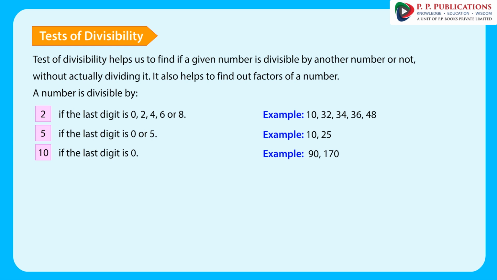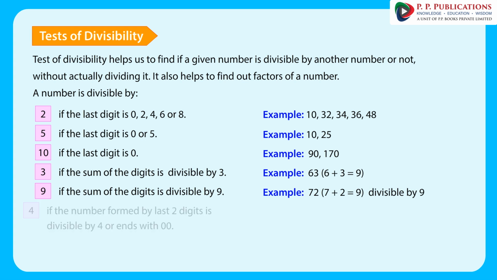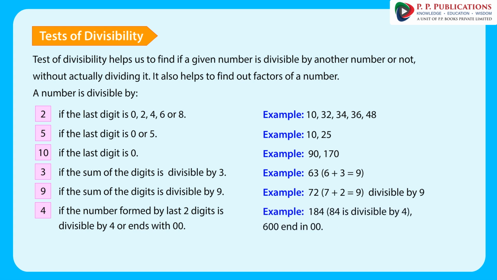10. If the last digit is 0. Example: 90, 170. 3. If the sum of the digits is divisible by 3. Example: 63. 6 plus 3 equals 9. 9. If the sum of the digits is divisible by 9. Example: 72. 7 plus 2 equals 9. Divisible by 9. 4. If the number formed by the last two digits is divisible by 4 or ends with 0, 0. Example: 184. 84 is divisible by 4. 600 ends in 0, 0.